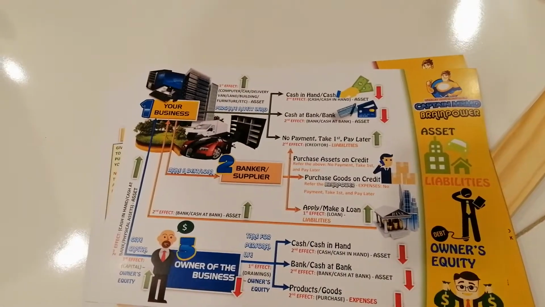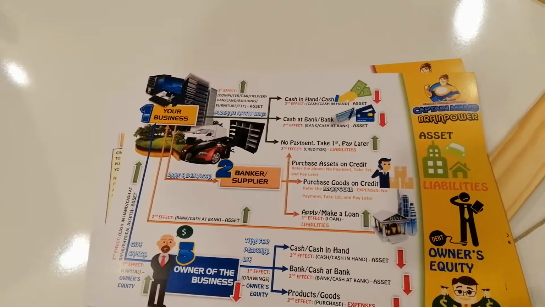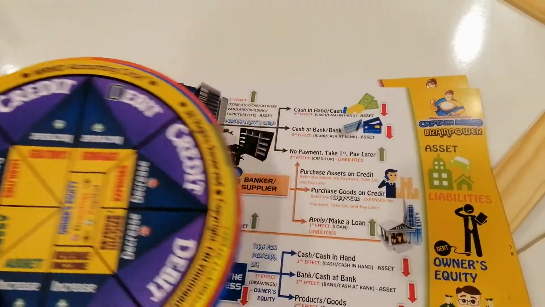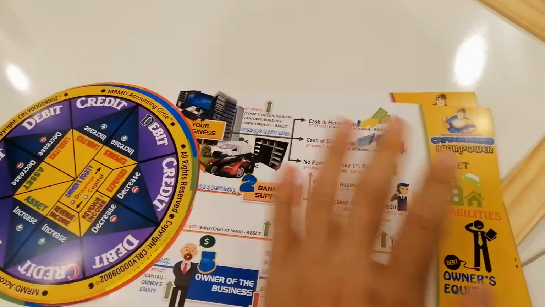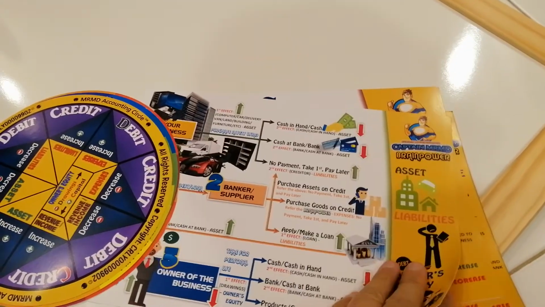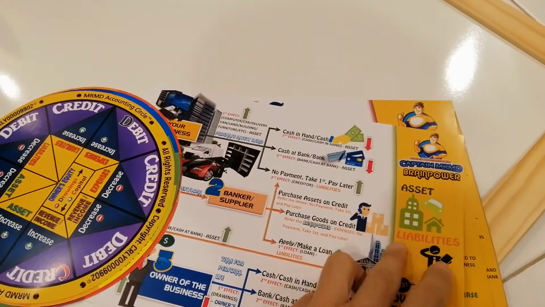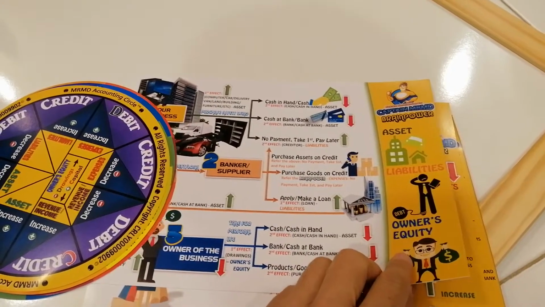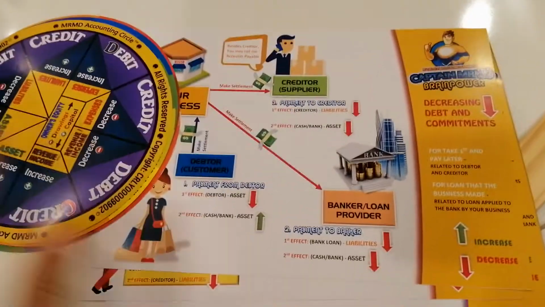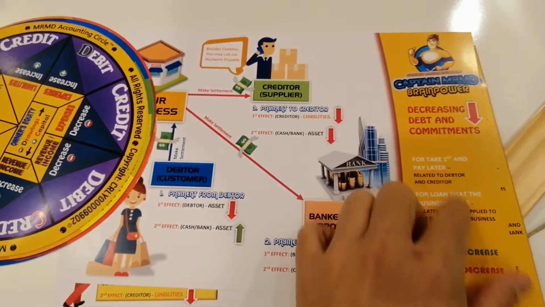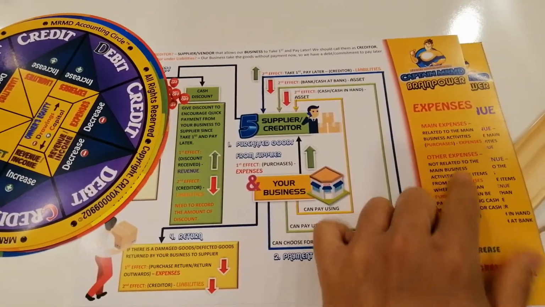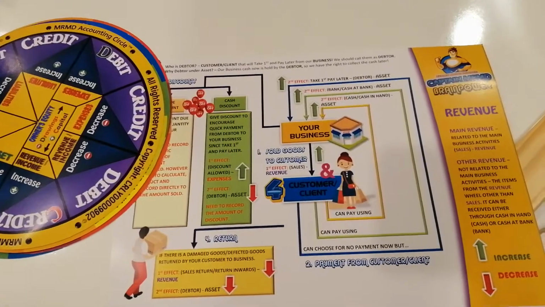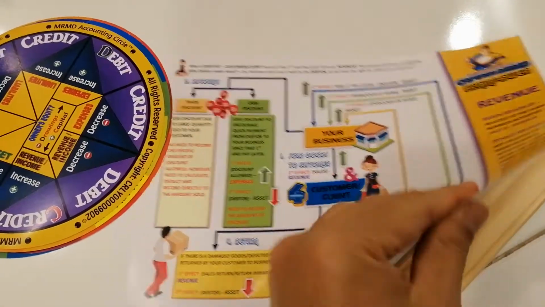I believe that you have received this tool from me for Mrmd Accounting Circle. So I'm going to explain to you how to use these tools. Make sure you have this one for the circle, and then you have 4 brain powers. Brain power for asset, liabilities, and also owner's equity, and then brain power for decreasing debt and commitments, brain power for expenses, and brain power for revenue.